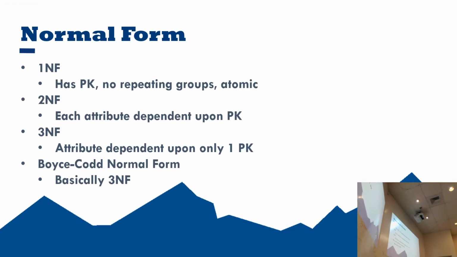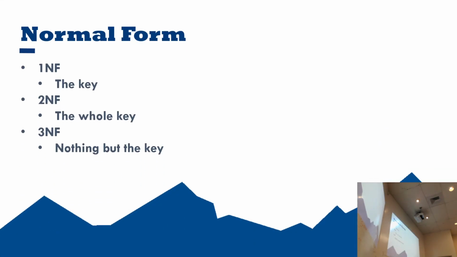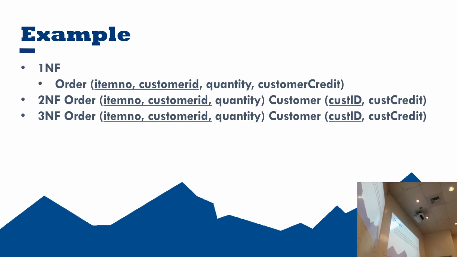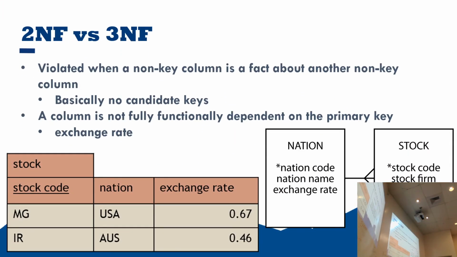So basically, we have this saying. You guys familiar with the truth, the whole truth, nothing but the truth, so help me God? Similar saying in normal form. The key is first normal form. The whole key, second normal form. Nothing but the key, that's going to be your third normal form. So I think the difference between first and second, pretty clear. Difference between second and third, maybe not so much. So this right here is in second normal form right now.